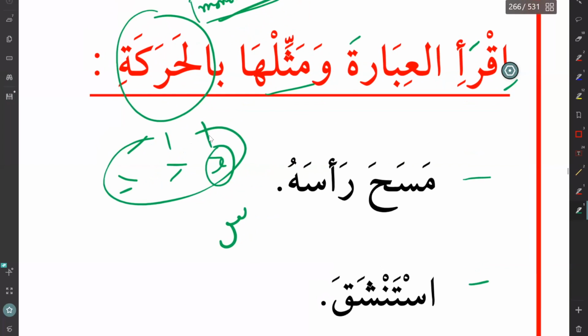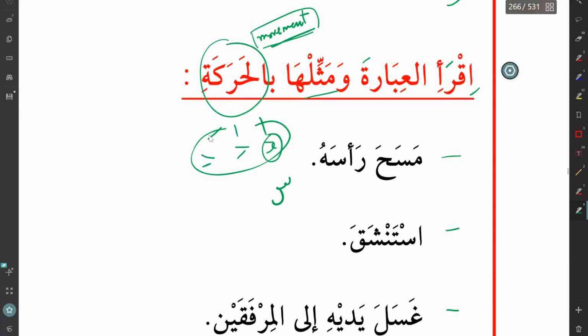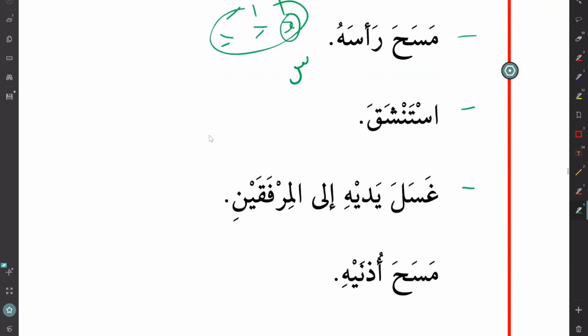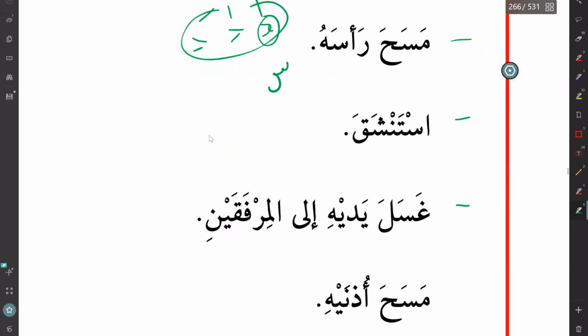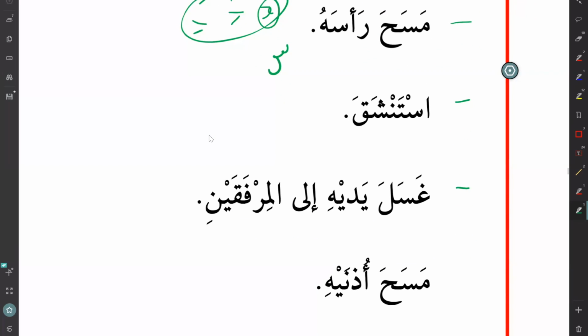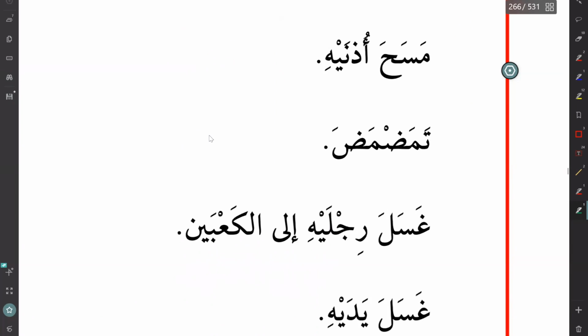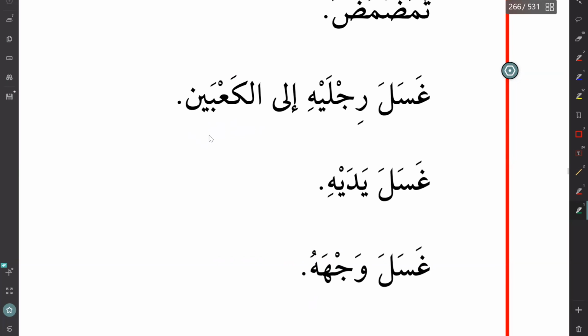So for example, it says masaha ra'sahu. He wiped his head. So in the class, you are supposed to wipe your head. Anyway, I think we have gone through all of these things. I don't feel like going over them. They're exactly the way we found them in the book, including the pronoun. It's the same he pronoun. Istanshaka ghasala yadayhi ila al-mirfaqain. We had all of these expressions, and I explained all of them.